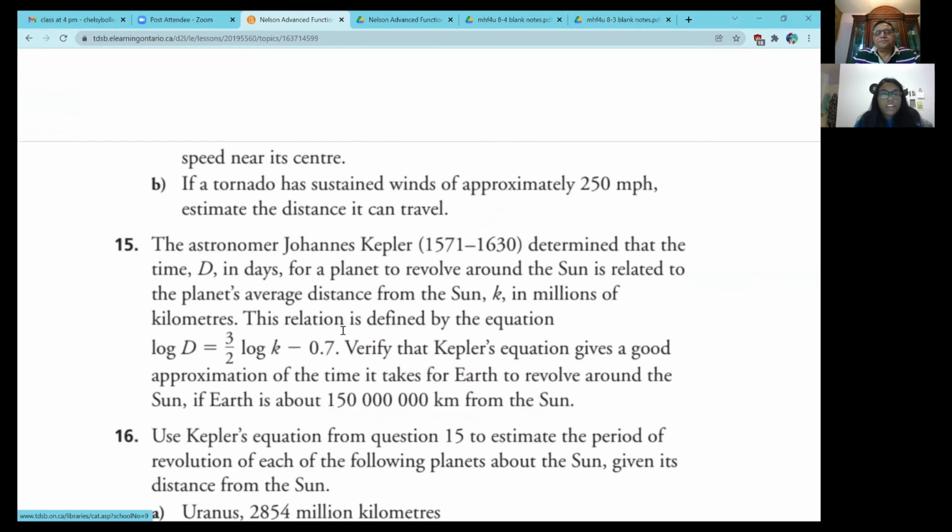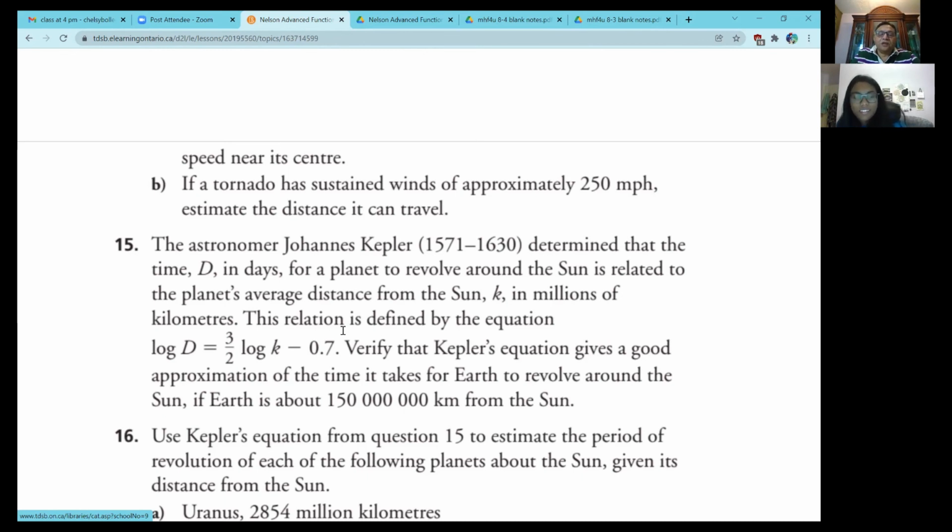Read the question. The astronomer Johannes Kepler, 1571 to 1630, determined that the time, d, in days, for a planet to revolve around the sun is related to the planet's average distance from the sun, k, in millions of kilometers. This relation is defined by the equation log d equals 3 over 2 log k minus 0.7. Verify that Kepler's equation gives a good approximation of the time it takes for Earth to revolve around the sun if Earth is about 150 million kilometers from the sun, correct?